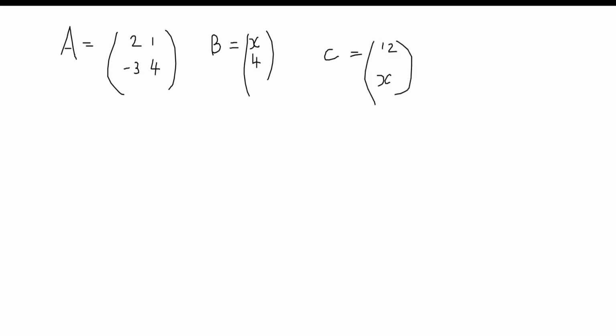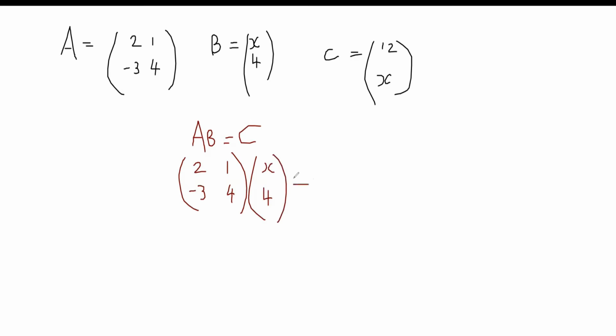So find x. In a case like this, this is AB, so you have matrix A times matrix B is equal to C. So now this is matrix A, so we have 2, 1, minus 3, 4, and this is multiplied by matrix B. Matrix B is x, 4, and it's equal to matrix C, which is 12x. That's what we have right there.